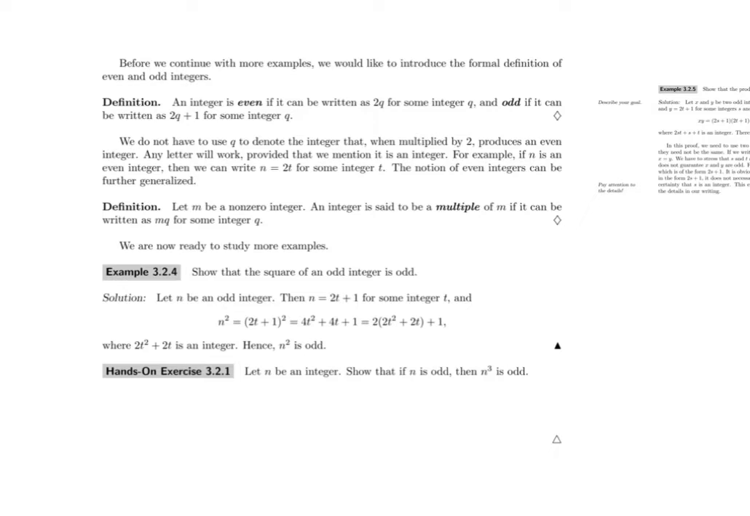So we're going to use some very fundamental definitions right now to help us practice with the concept of direct proof. Okay, so we have this definition. An integer is even if it can be written as 2q for some integer q, and odd if it can be written as 2q plus 1 for some integer q. Now, there's an important note right here. In fact, I think I'm going to highlight it.